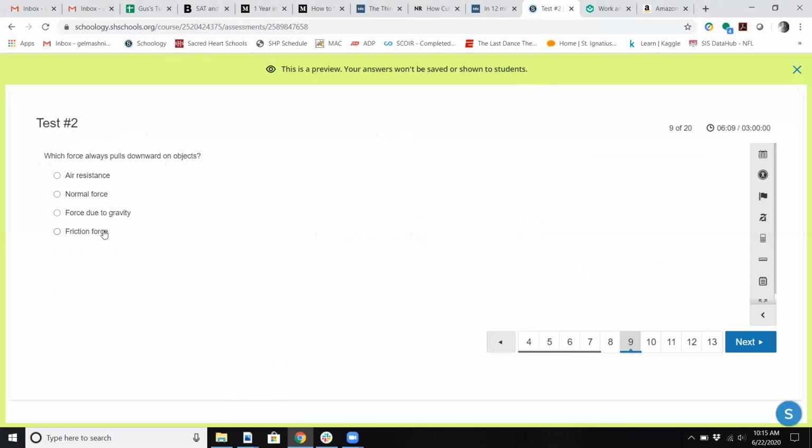That is force due to gravity. Force is always pointing downwards. Normal force is always pointing away from the surface, so it tends to be up.